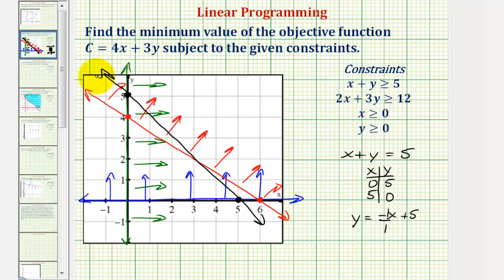And again, we'll select a test point to determine which half to shade. We'll go ahead and select the origin again with coordinates (0, 0). Looking at the inequality, when both x and y are 0, we have the inequality 0 is greater than or equal to 5, which is false. The test point is below the line, so once again we shade above, in this case the black line.